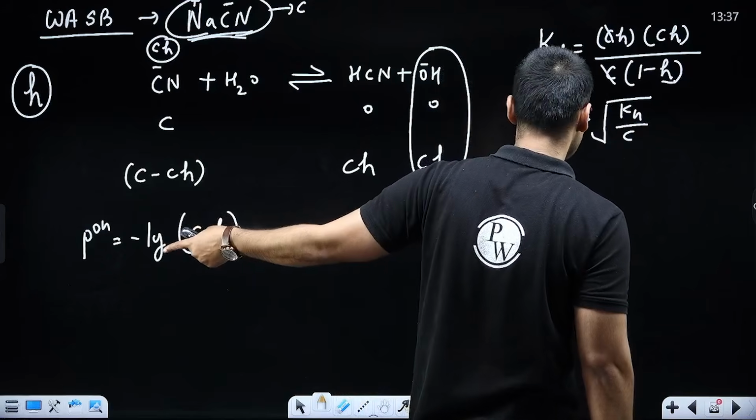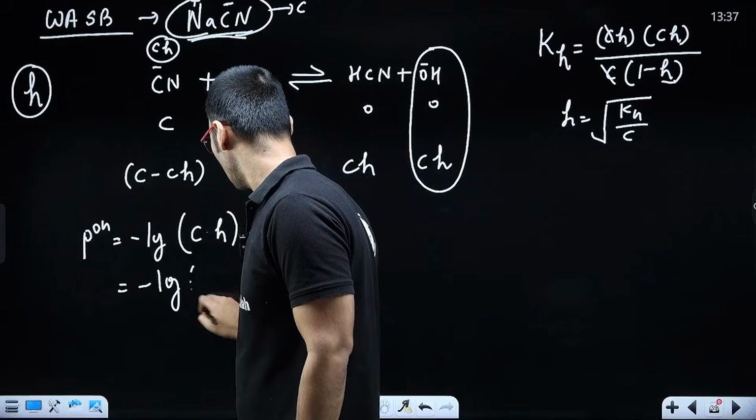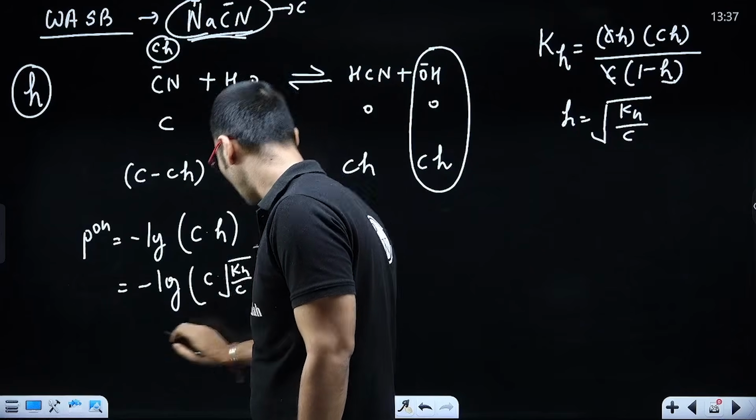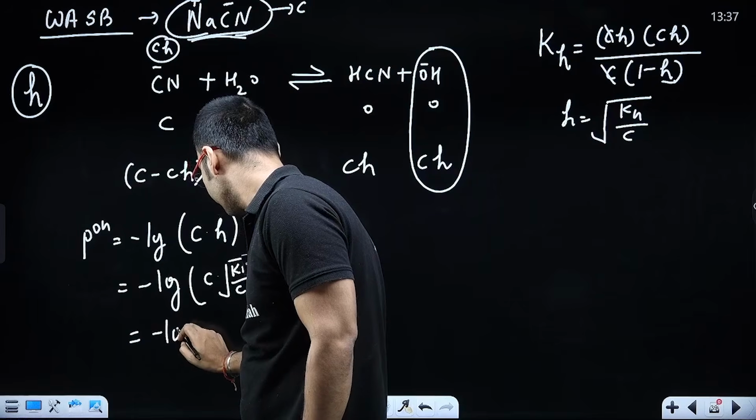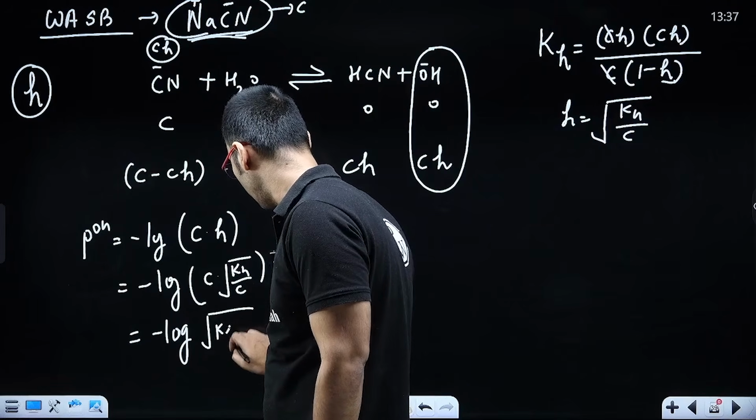So I can substitute that here. Now I can say that pOH will be minus log of C times the square root of Kh by C. Or it can also be written as minus log of the square root of Kh into C.